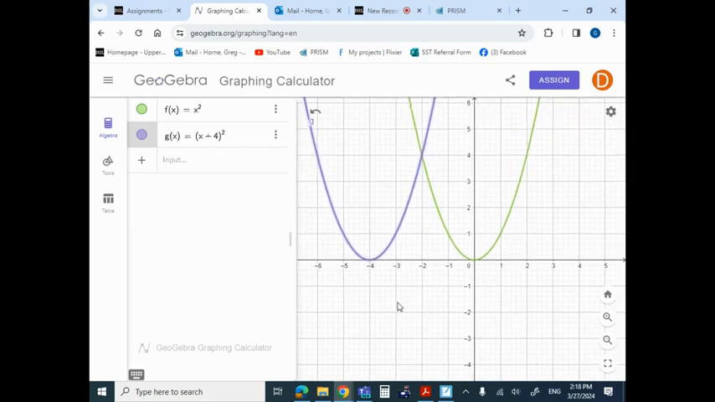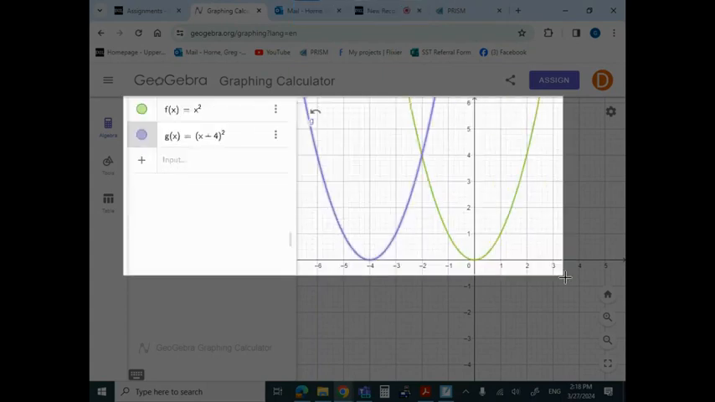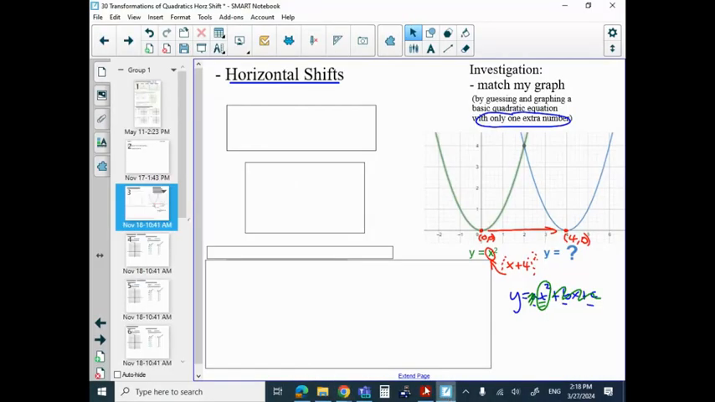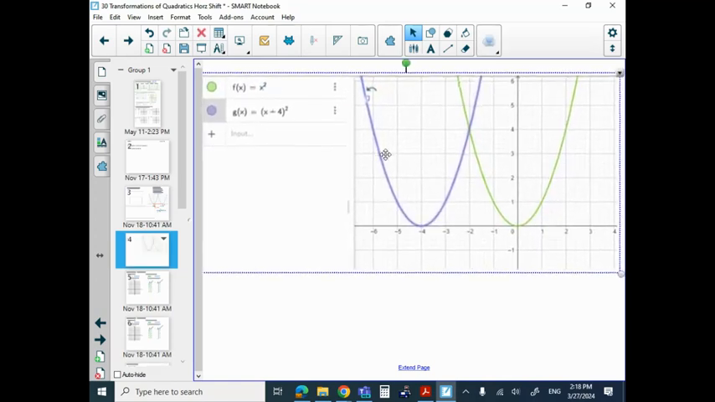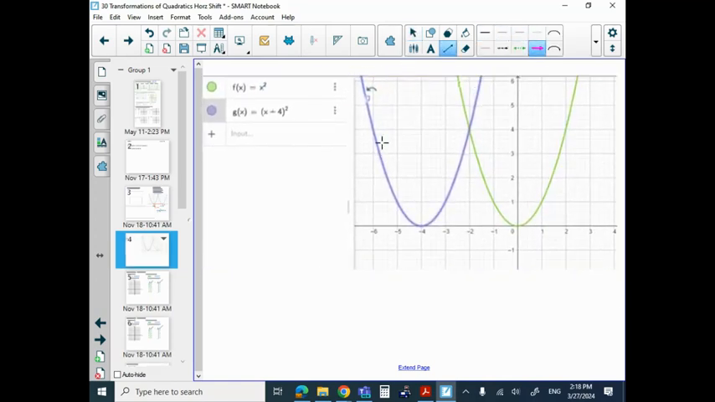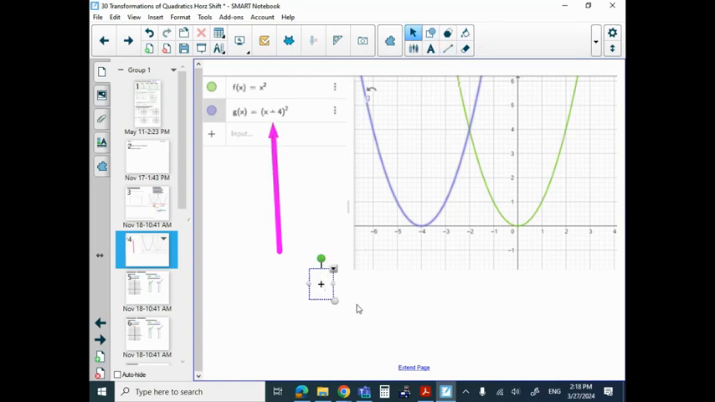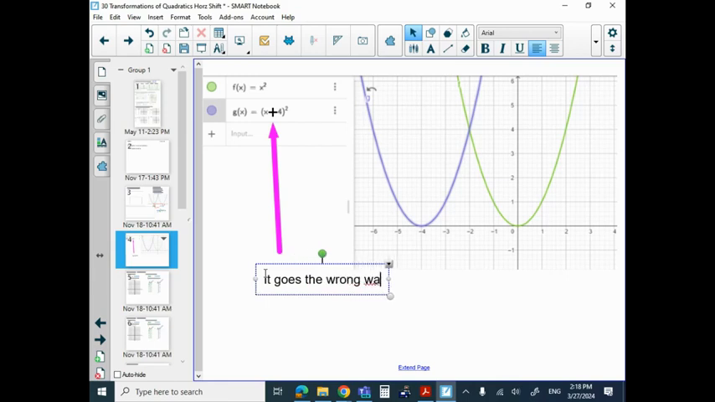I'm just going to take a screenshot of that so we have a record of having seen it. I'll go to a new page and make a note that it moves the wrong way. That's actually a plus sign; it didn't show up great, so I'll add it in better. So if it's x plus 4, it goes the wrong way. If adding makes it go to the left, what would you do to make it go to the right?